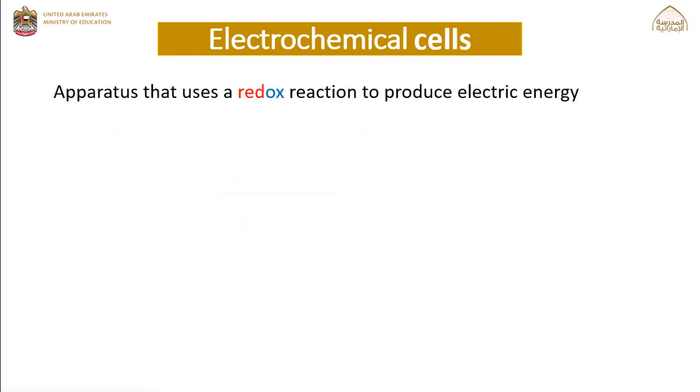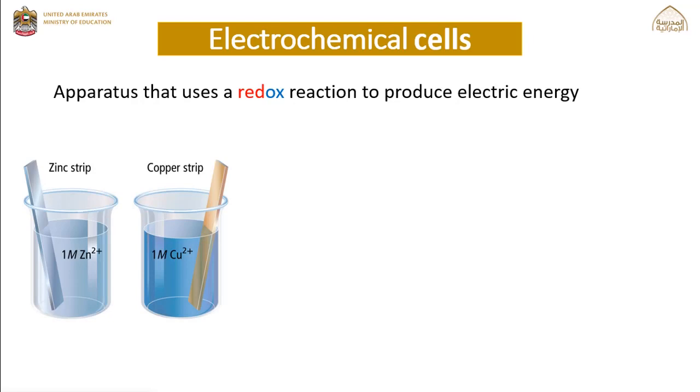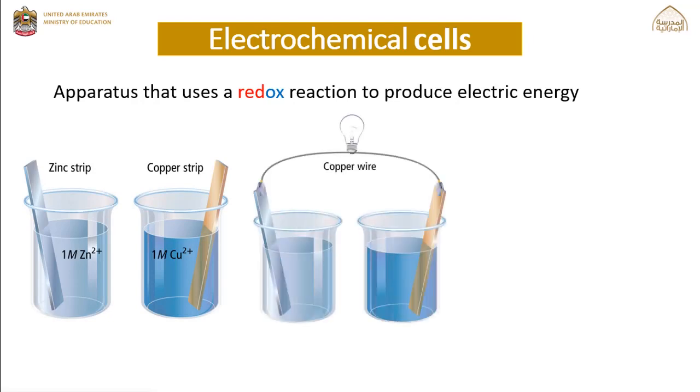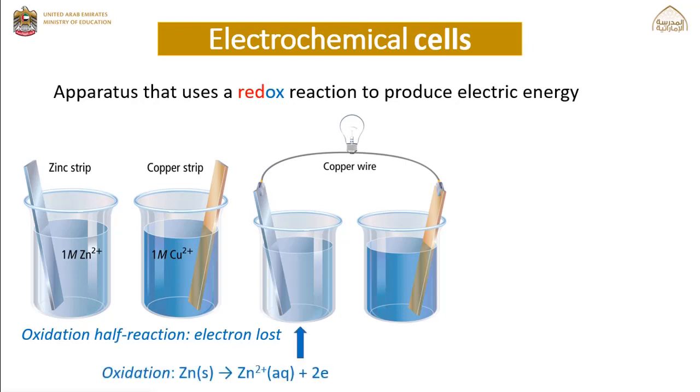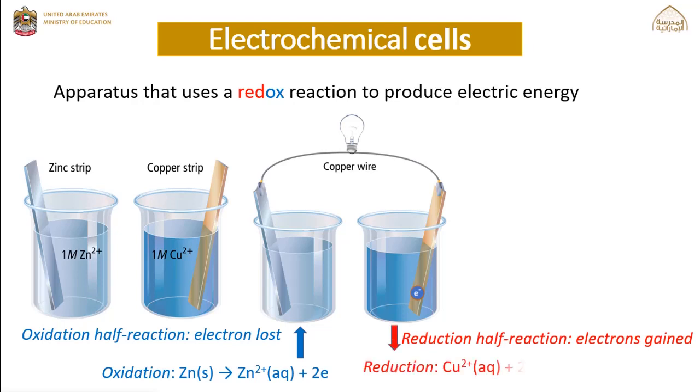Apparatus that uses a redox reaction to produce electrical energy we call electrochemical cells. Electrochemical cells have two half cells in which oxidation takes place in one and reduction in the other. Oxidation half cell, electrons lost. Here zinc becomes Zn2+ plus 2 electrons. That electron travels through the external circuit and reaches the other half cell where reduction occurs. Reduction is gaining of electrons. Here Cu2+ gains electrons to become Cu.